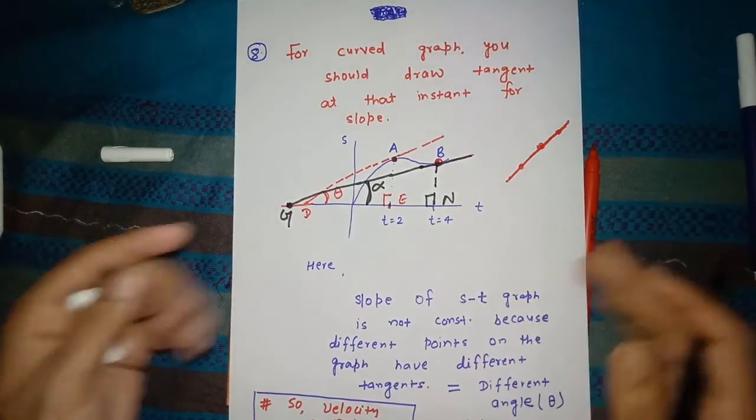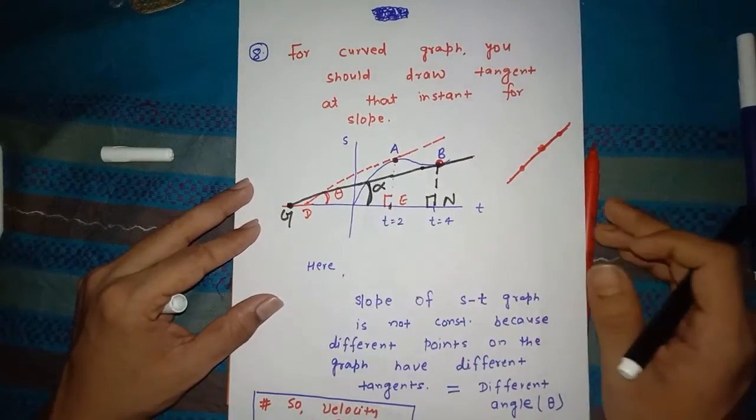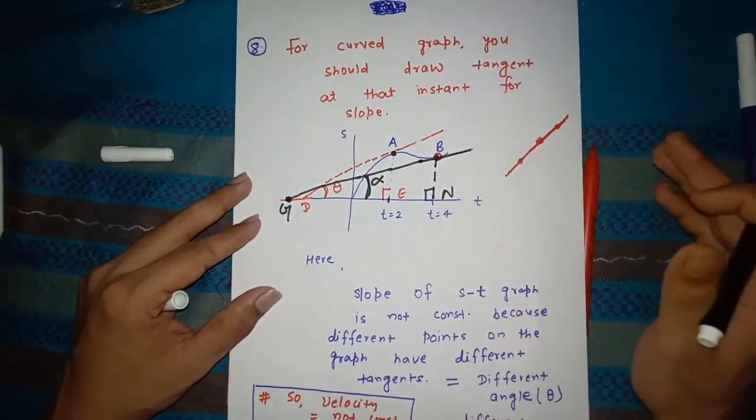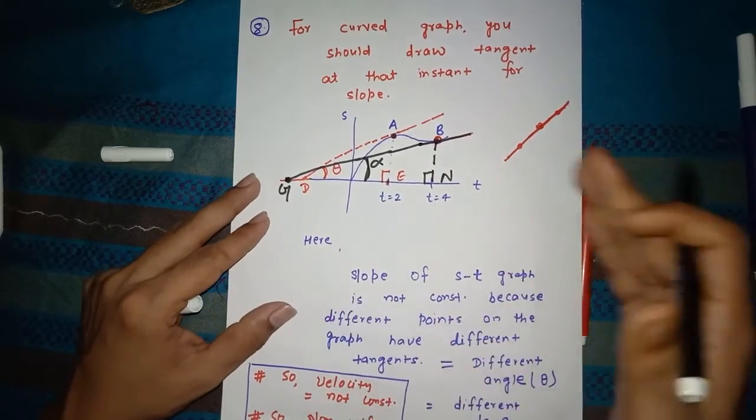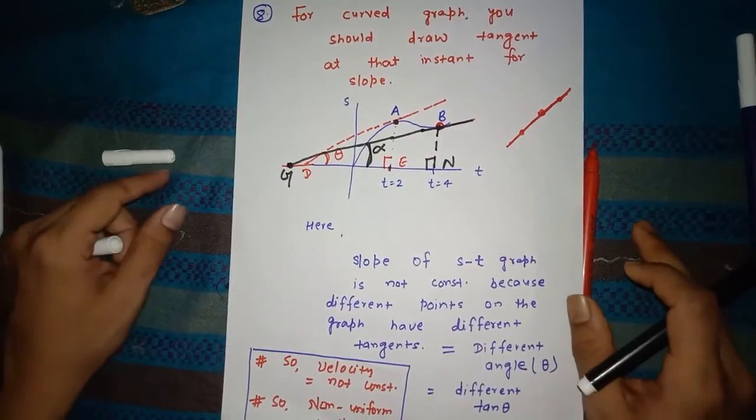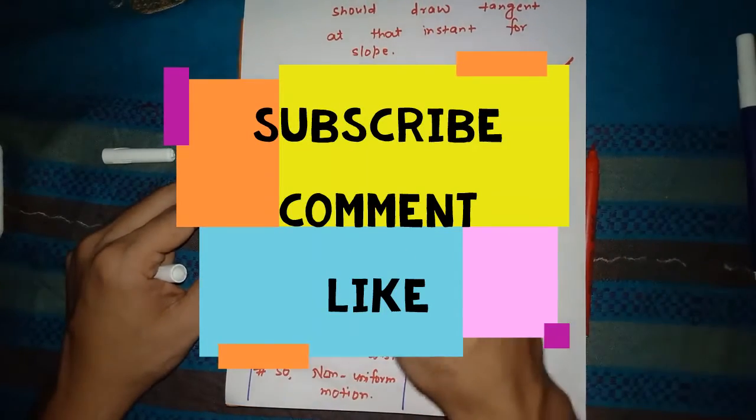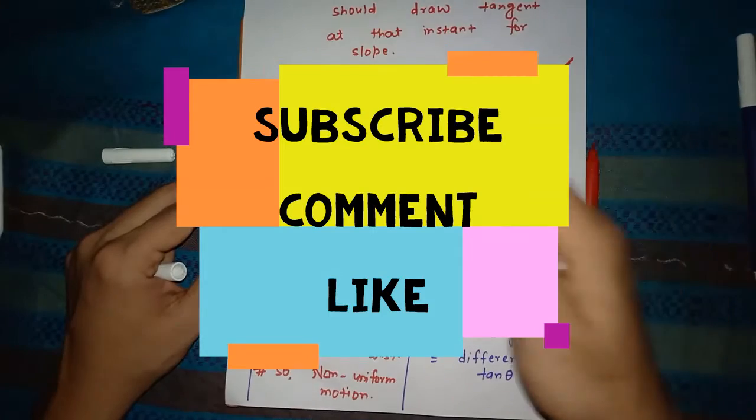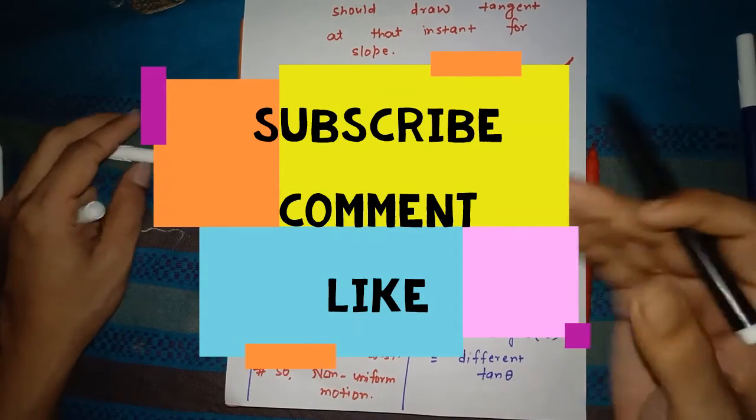Here you see that the angle is different at every instant. That means the slope also changes as time passes. Have you got my point? In this case, for the curved path, the slope is never constant. So if you take the ST graph, then the velocity is not constant. Velocity changes as time changes. So it is not a uniform motion. It must be non-uniform motion.